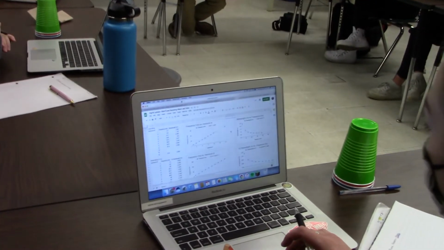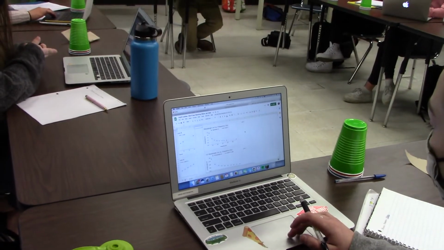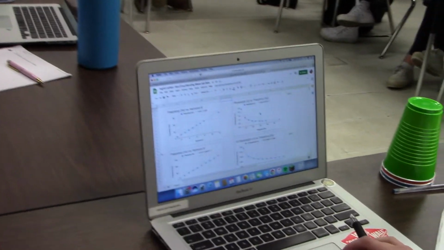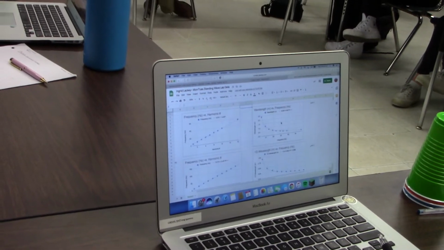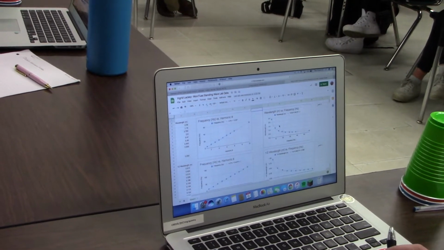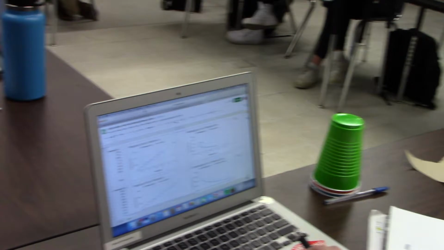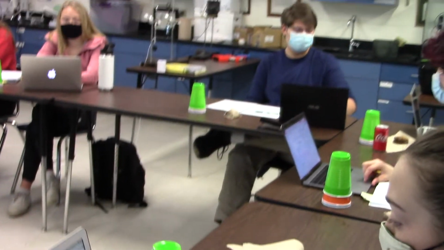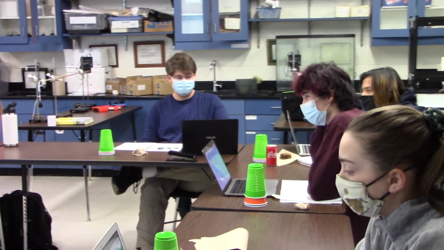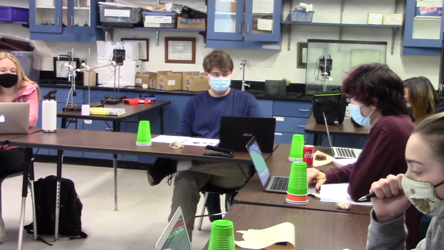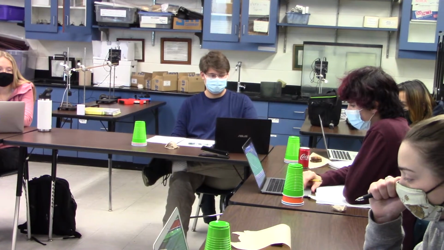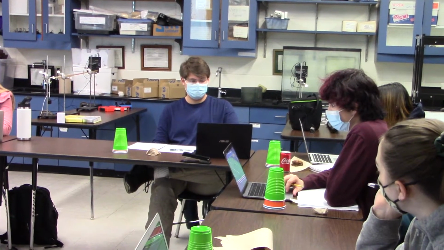Should we talk about the graphs? Just before we start, let's check: everyone's graphs were pretty much the same for the short and long string, right? They should have been exactly the same, because we all have exactly the same data. Alright, and then everyone had the inverse relationship for wavelength versus frequency. And then frequency versus harmonic was linear.